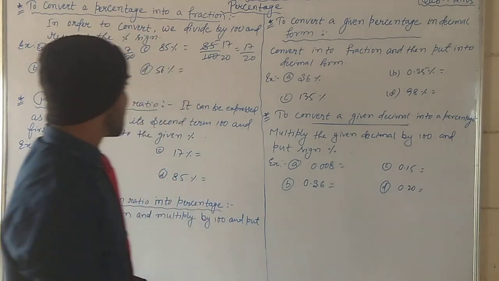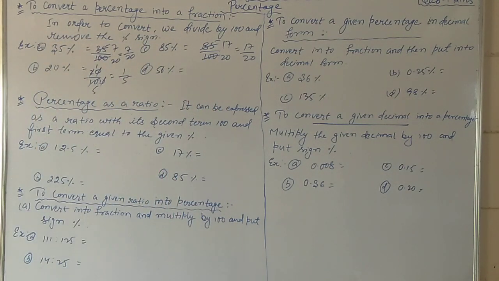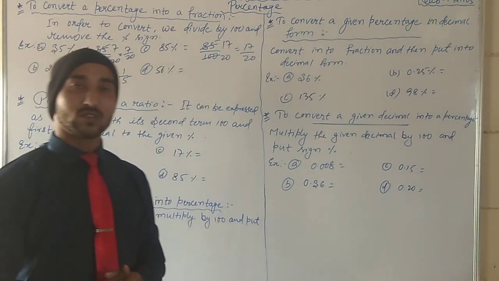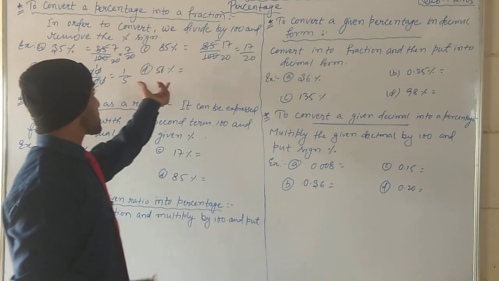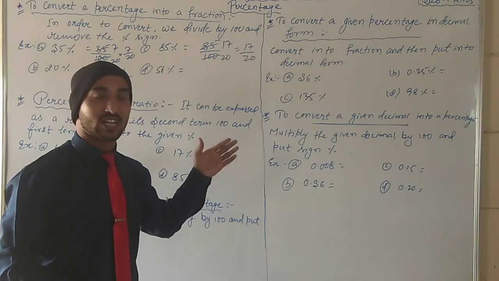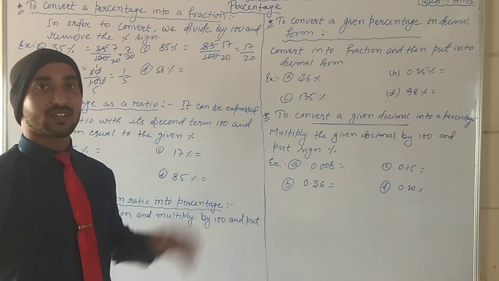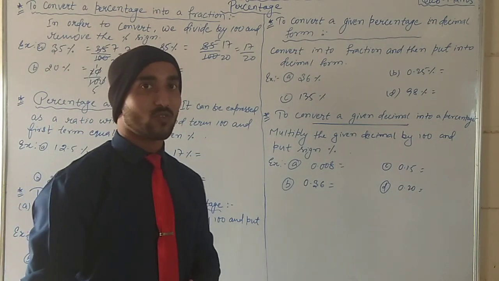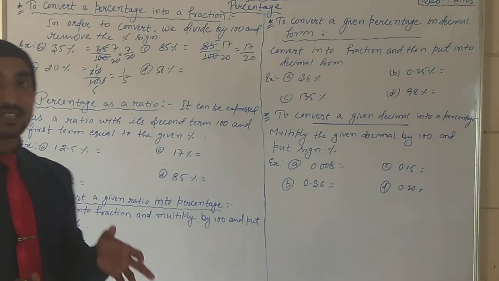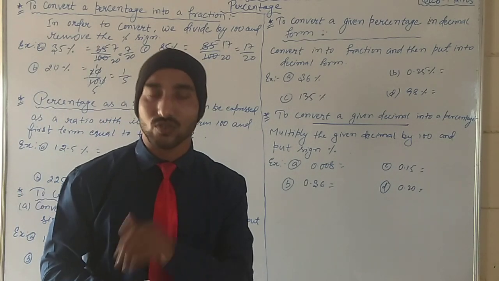So students, in the second topic, one more question is there, and it's your responsibility to do it. Now 56% is there. What do you have to do? Simple: divide by 100, remove the percentage sign, and then reduce to the lowest term. See the next term: percentage as a ratio.